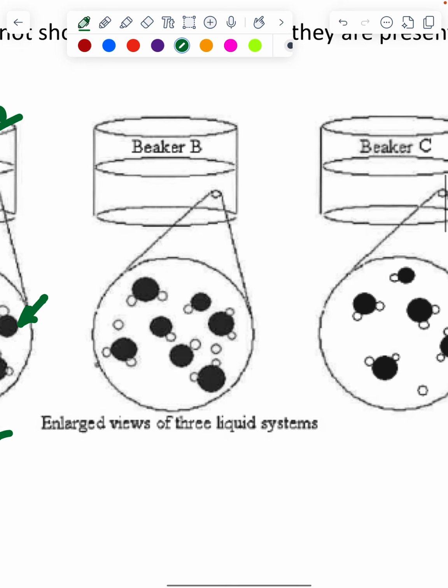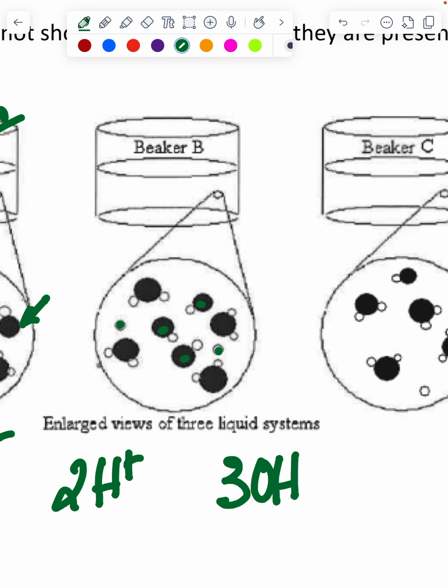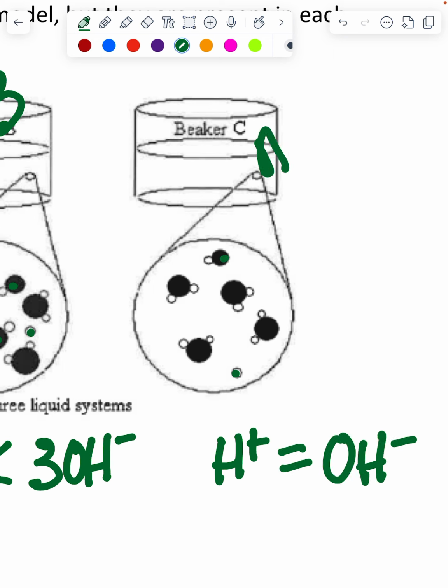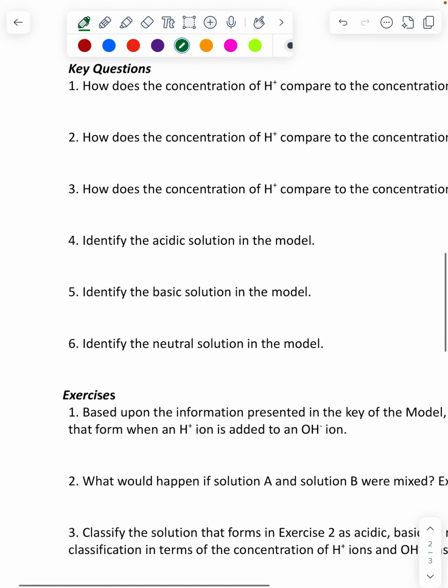So now let's look at B. B has 2 H's, and there's 1, 2, 3 OH's. So this one would be a base because there's more OH's. And in this one, you have 1 H, you have 1 OH, and so they're equal to each other. And this is by definition neutral. We have the same amount. And that takes you through the first 6 questions, okay?